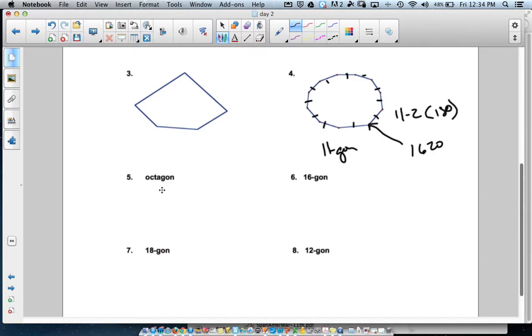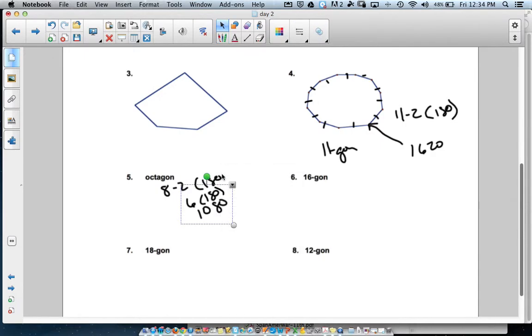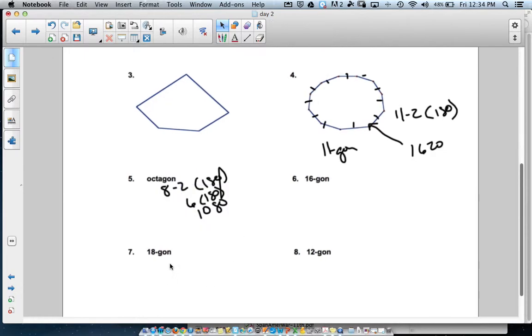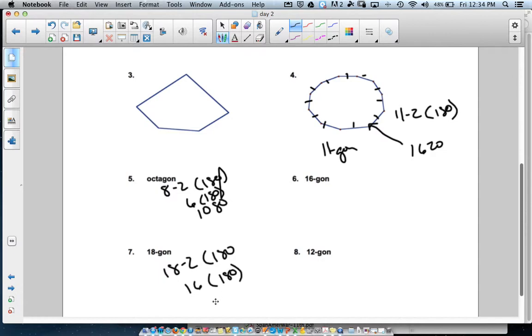The same applies to 5, 6, 7, and 8. We know an octagon has 8 sides. Subtract 2 and multiply by 180. So 8 minus 2 is 6, and 6 times 180 is 1080. The same thing here: 18 minus 2 times 180. So this is 16 times 180, and our answer will be 2880. So that is the sum of all interior angles.